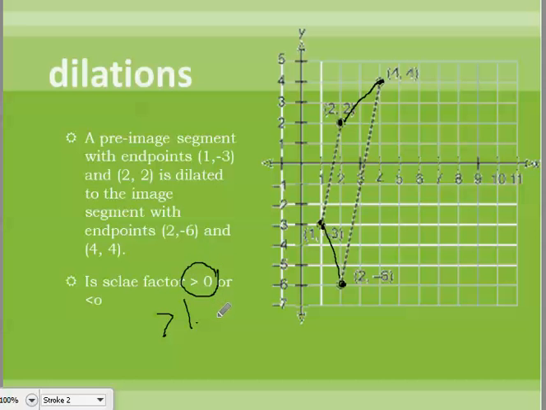Okay? If it had been less than 0, not only would it have gotten a little smaller, but it would have gone on the other side of the origin. 0, 0 would have gone over here. Because that's what it would take for a dilation to get small, to go negative. It has to go on the other side of the lines. Okay?